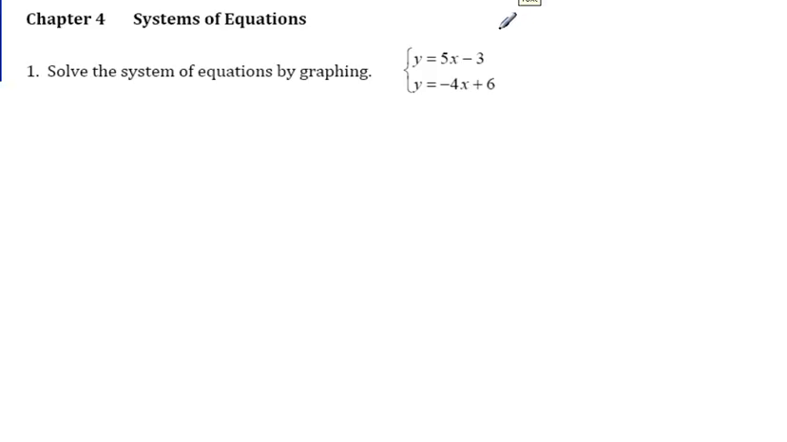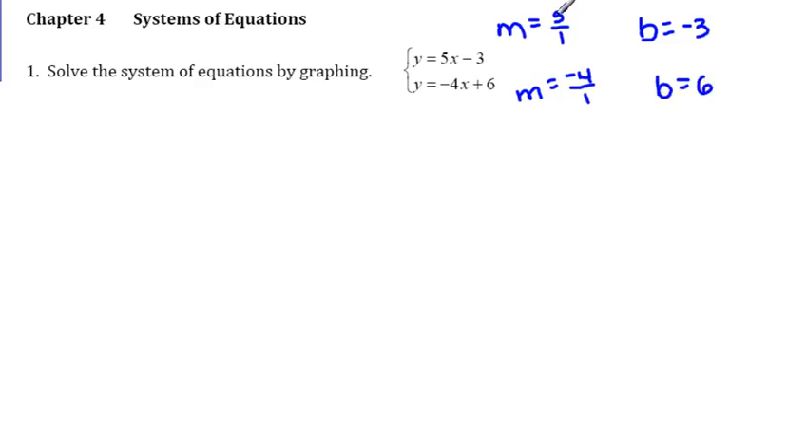On the first equation, my slope is 5, and remember when we're graphing, we want our slope to be a fraction, and my y-intercept, which we call b, is negative 3. On my second equation, my slope is negative 4 over 1, and my y-intercept is 6.